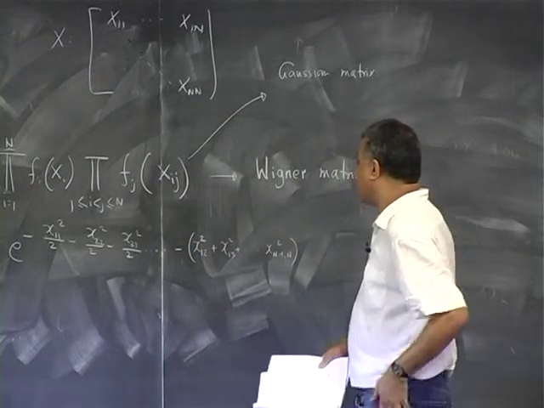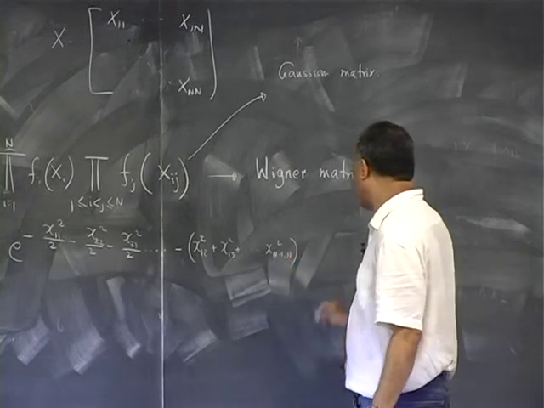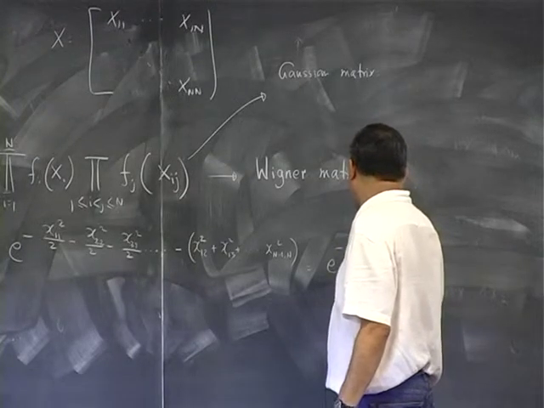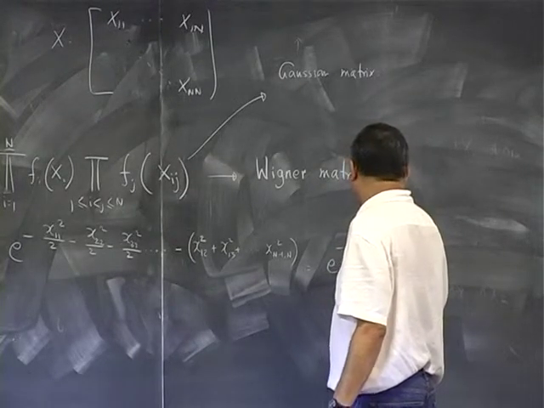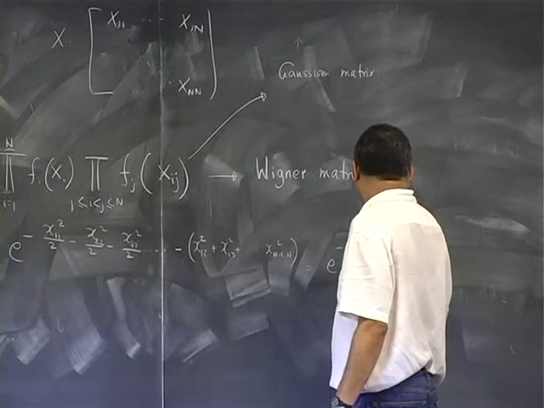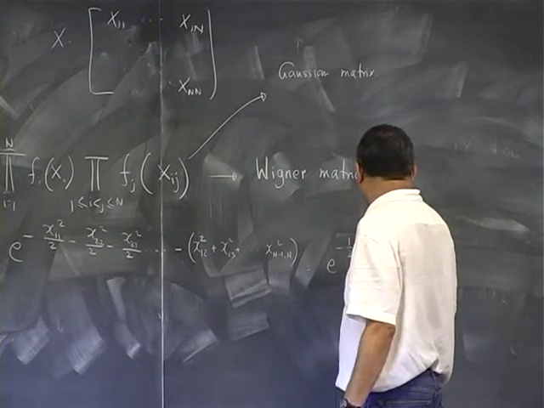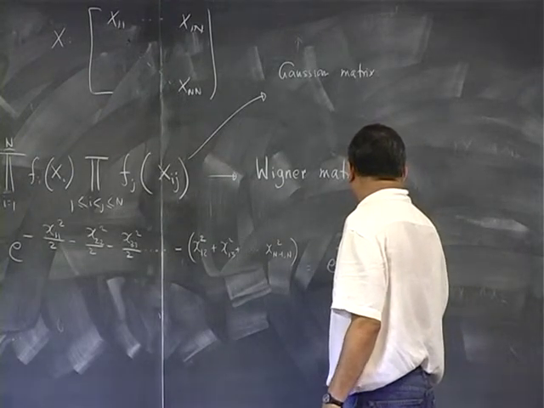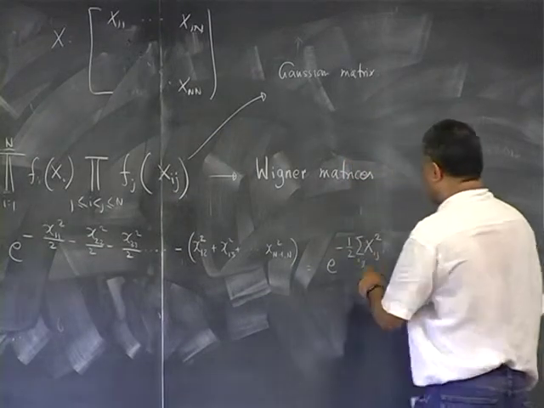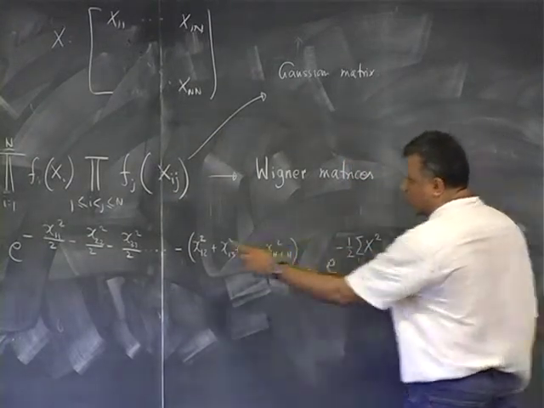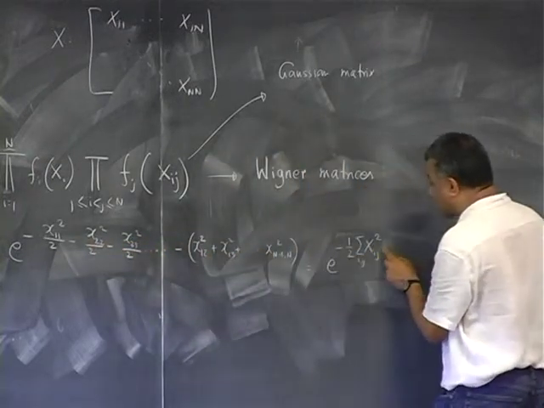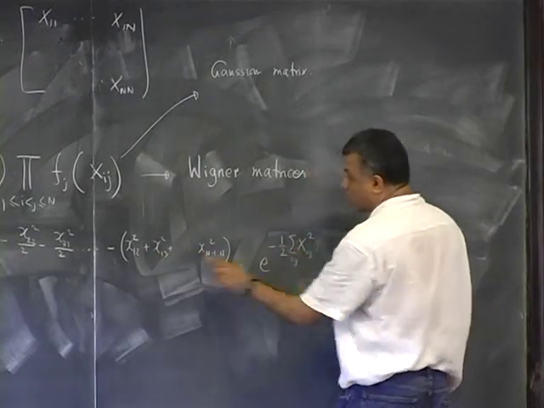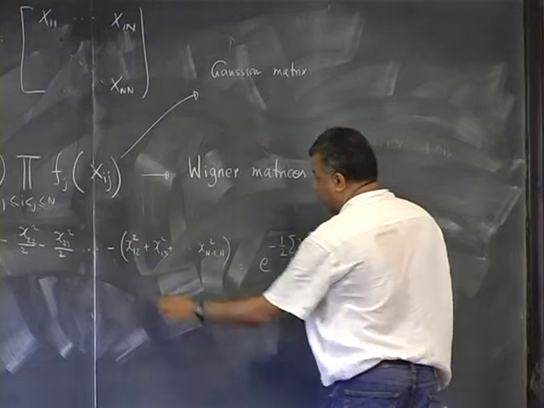What is the purpose of choosing this? Because if I write this, you can see that I can write this as e to the power minus half, sum over all ij of xij square. So for a diagonal element, you get back this. But when there is an off-diagonal, x12 square plus x21 square gives me just 2 times x12 square. So that's why I chose the variance to be 1.